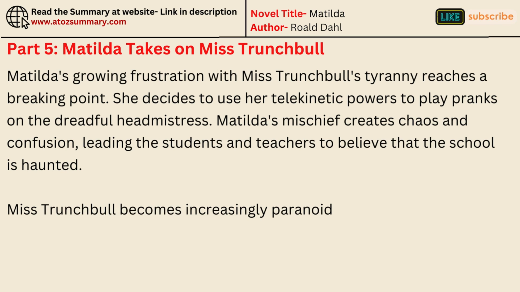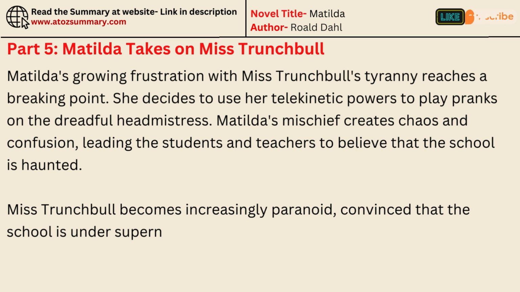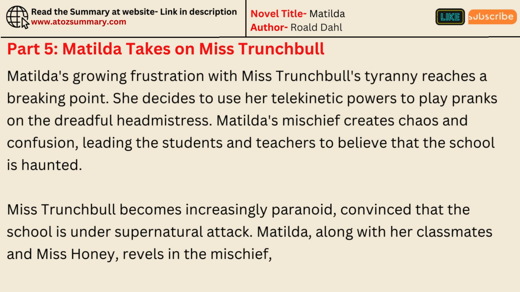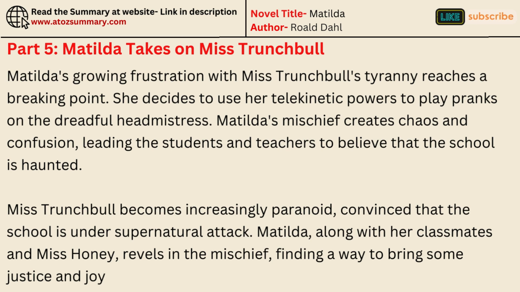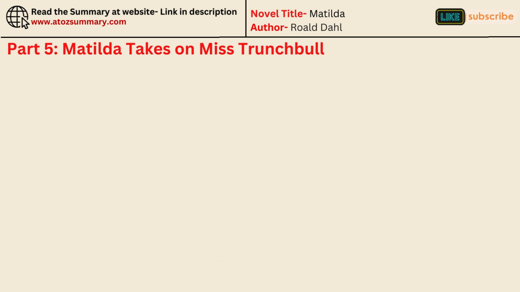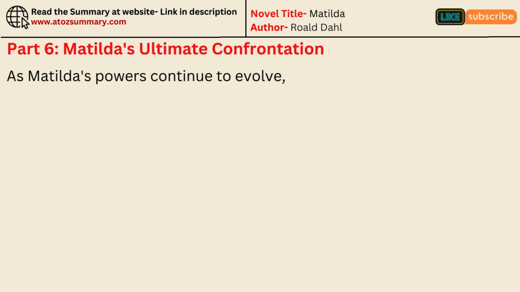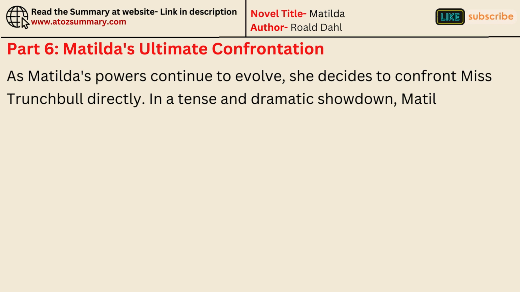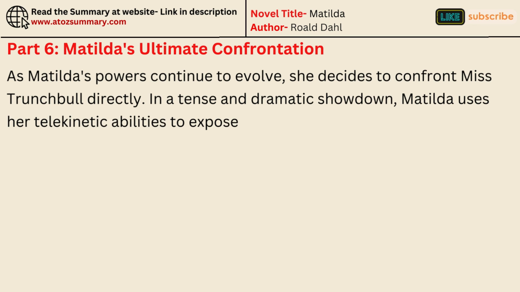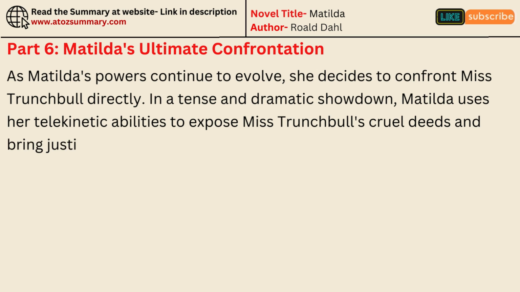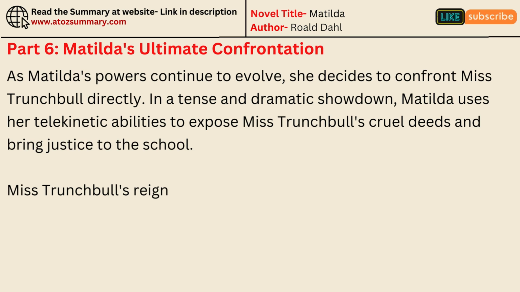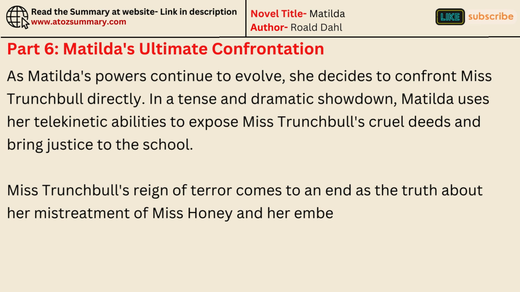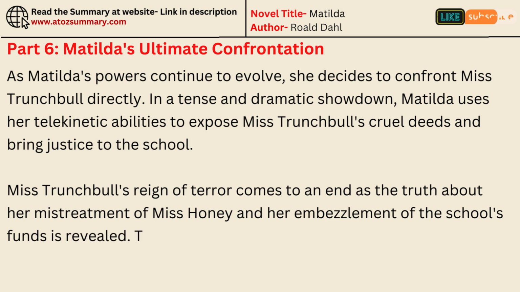Miss Trunchbull becomes increasingly paranoid, convinced that the school is under supernatural attack. Matilda, along with her classmates and Miss Honey, revels in the mischief, finding a way to bring some justice and joy to their lives. As Matilda's powers continue to evolve, she decides to confront Miss Trunchbull directly. In a tense and dramatic showdown, Matilda uses her telekinetic abilities to expose Miss Trunchbull's cruel deeds and bring justice to the school. Miss Trunchbull's reign of terror comes to an end as the truth about her mistreatment of Miss Honey and her embezzlement of the school's funds is revealed.